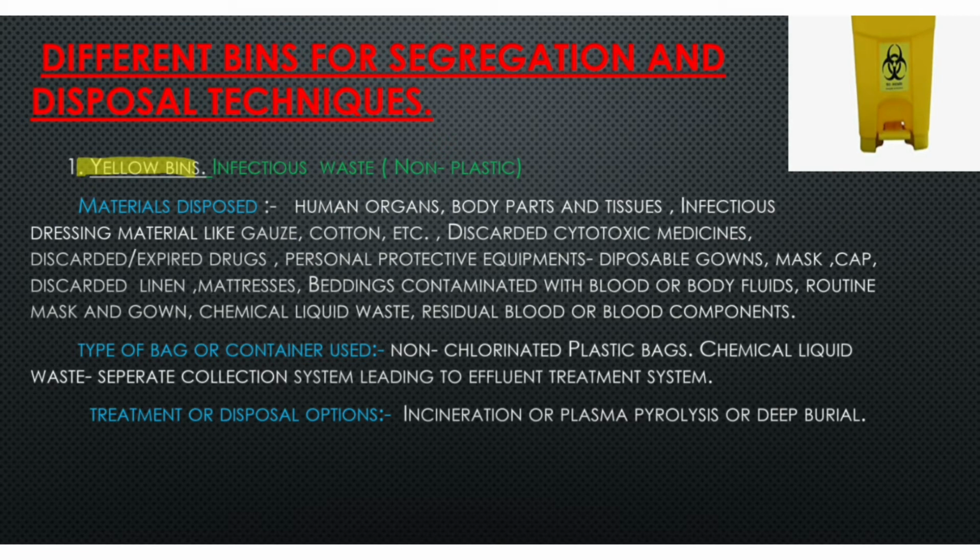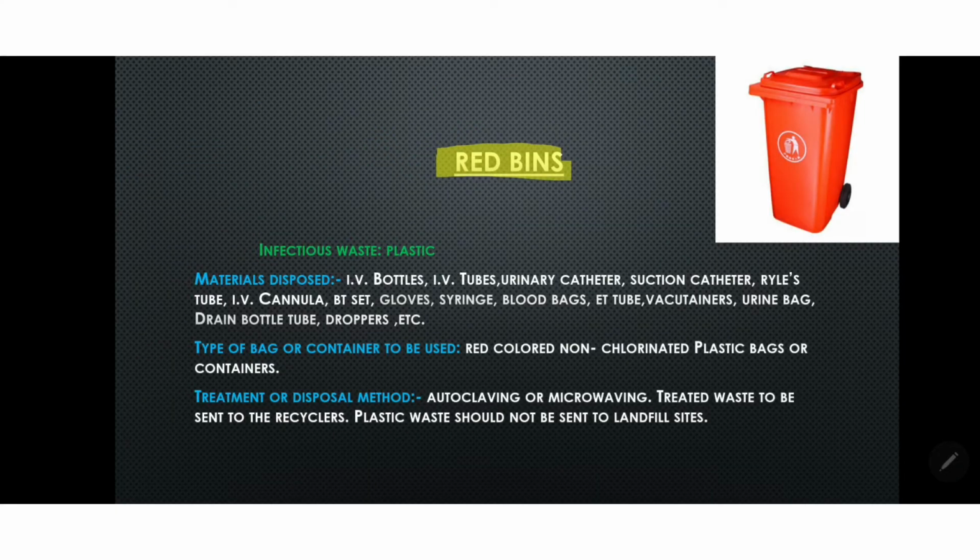Next, we will see the red bins. We use these dustbins for infectious plastic waste. The materials we dispose in it are IV bottles, IV tubes, urinary catheters, suction catheters, Ryle's tube, IV cannula, BT set, then gloves, syringes, blood bags, ET tubes, vacutainers, then urine bags, drain bottle tubes, droppers, etc. The type of bag or container we use for this is red colored non-chlorinated plastic bags or containers.